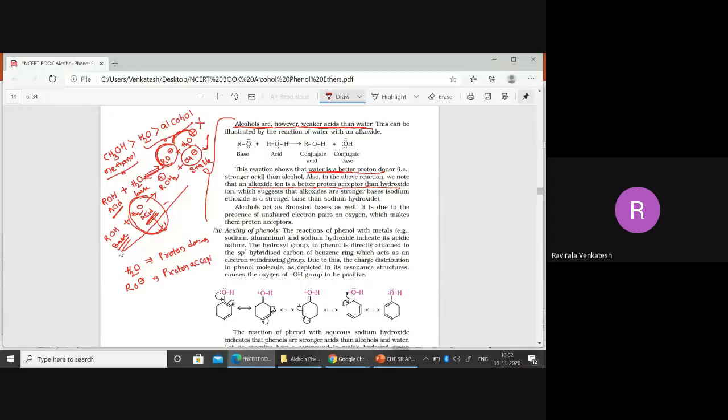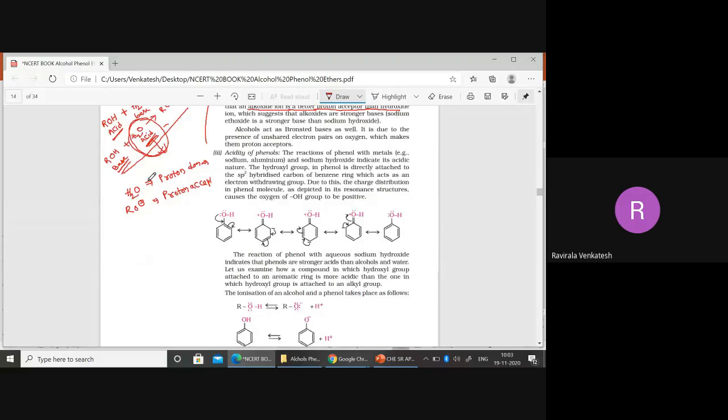This is the thing. But the exception, I told you, is CF3OH, in which CF3O minus is not a very good proton acceptor. The nucleophile cannot accept like this. So that is different here. It is not mentioned, but anyhow, you have to remember that. This will be the order. It is not given here, but no problem.